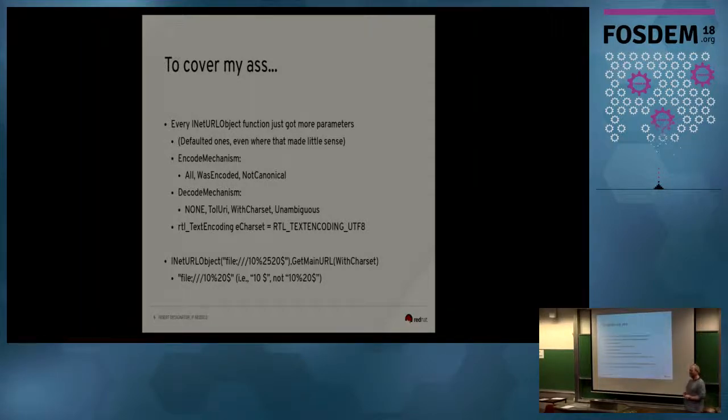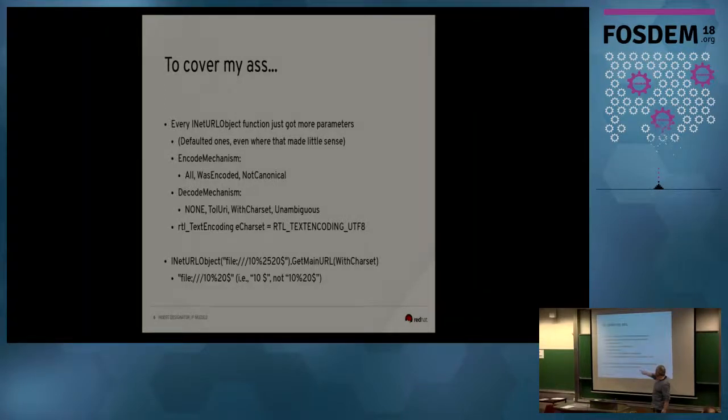So what are these wonderful, strange parameters? Whenever you want to get something into or out of a URL object, some text, you need to decide how you want to represent these bytes, and whether you want to, if you have a complete URL, for example, there is a function getMainURL that gives you the complete URL again, canonicalized, of course, because that's what this thing does.